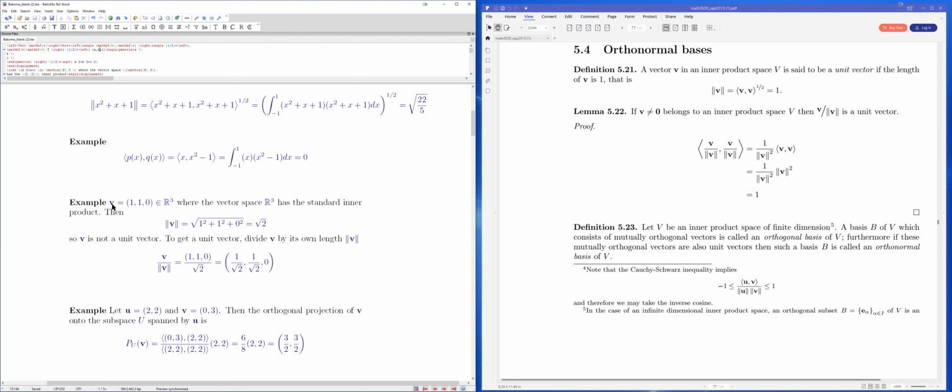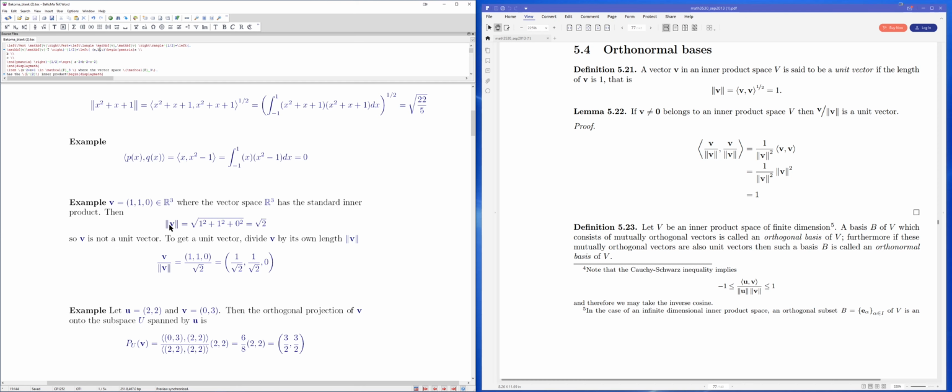I have this vector v, which is (1, 1, 0), in R3. Here I'm using the standard inner product, which is the dot product. I take the length of this vector v, using the normal formula for length, and I get the square root of 2. So the length of this vector v is not equal to 1, so this is not a unit vector.